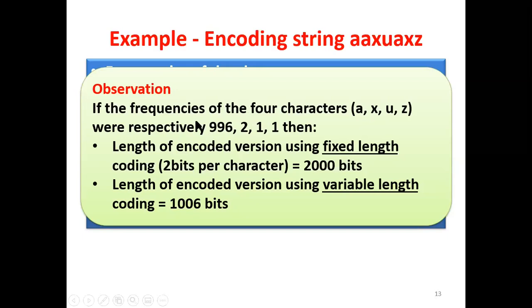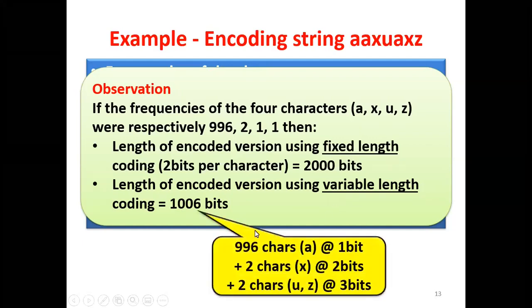You can see this is the frequency that we have for the characters. So for the fixed, we are now comparing the fixed and the variable length. For the fixed length, we have 2000 bits. Then for the variable length, we have 1006 bits. So this is how we got that of the variable length.